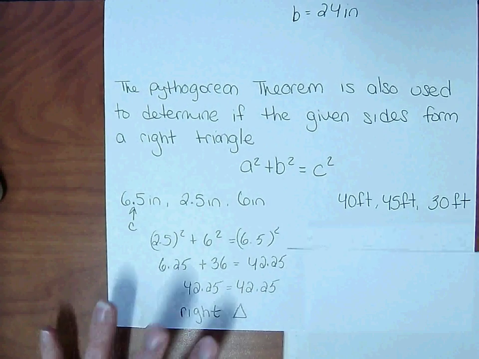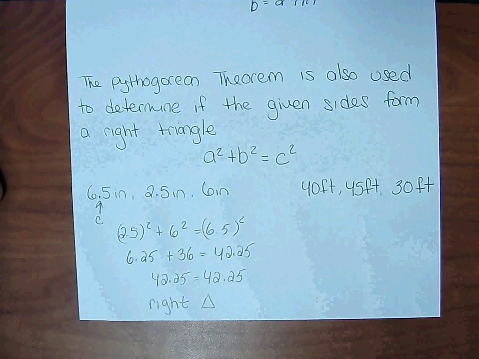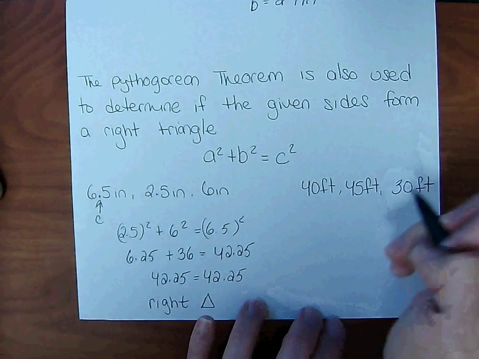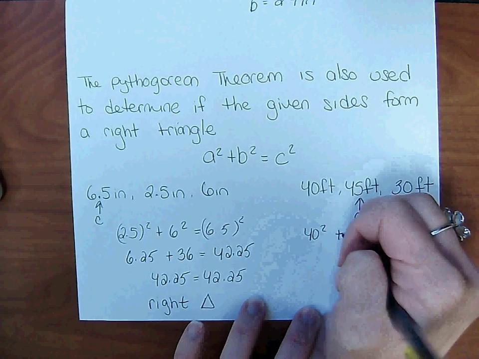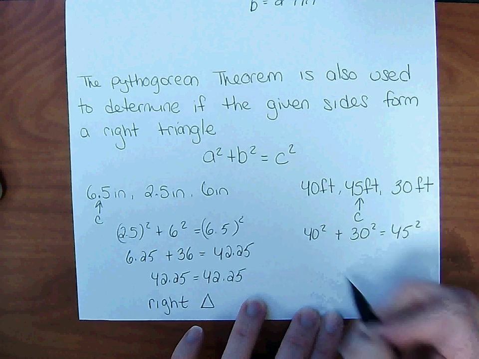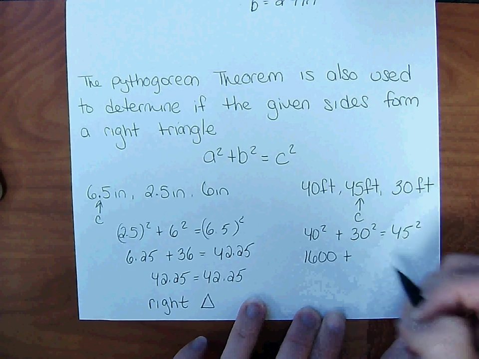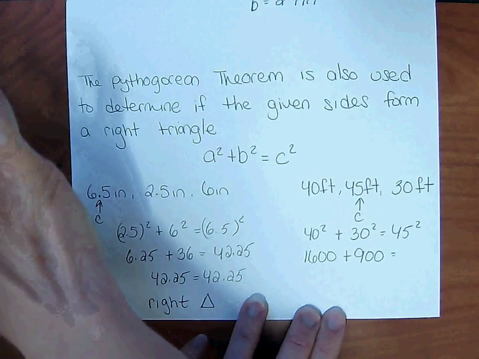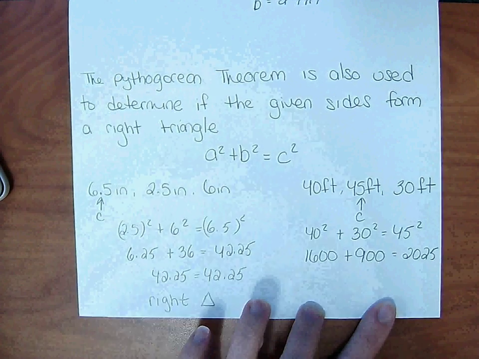All right, so let's try this one. 40 feet, 45 feet, and 30 feet. First, determine which is the longest side that we'll plug in for C, and that's going to be 45. So 40 squared plus 30 squared equals 45 squared. 40 squared, 1,600, plus 30 squared, 900, equals 45 squared, 2,025.